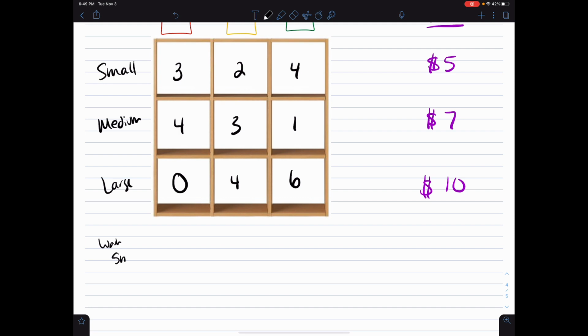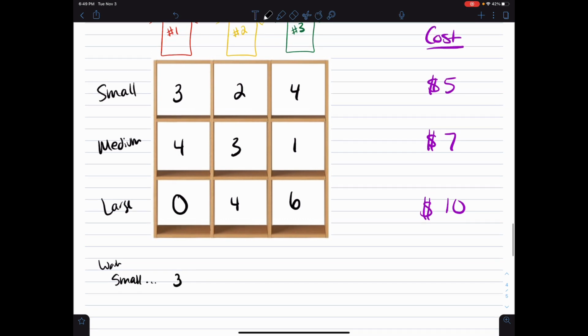So let's say we figured out the smalls. What we would do there is we have 3 of shirt number 1, and they each cost $5. Then we'd add the smalls for shirt number 2. There's 2 of them, right? And they each cost $7, so 2 times 7. And then we have 4 smalls of shirt number 3, which each cost $10. So we'd add that.